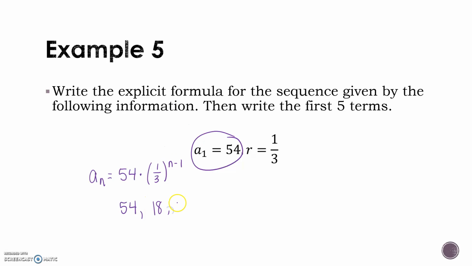Divide by 3 would give us 6. Divide by 3 would give us 2. And then that would give us 2/3.